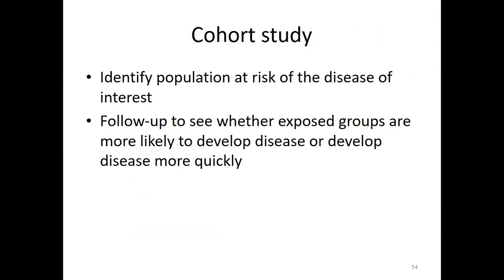So a stronger study design that avoids a lot of those issues is a cohort study. There you identify your population at risk of the disease of interest. If you're looking at incident disease, you would exclude anybody who already had the outcome of interest. And you would follow them up to see whether the exposed groups are more likely to develop the disease, or to develop the disease more quickly, than the unexposed groups.